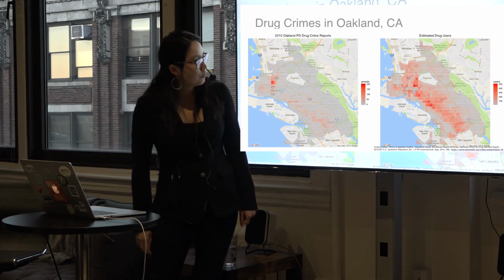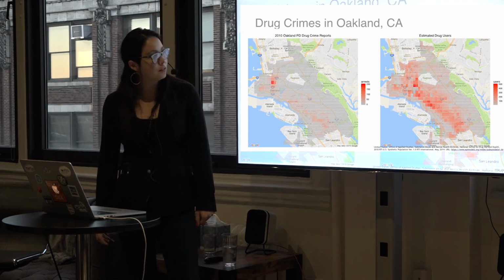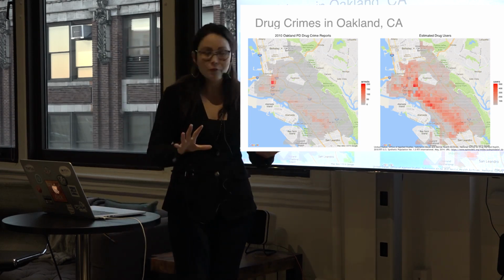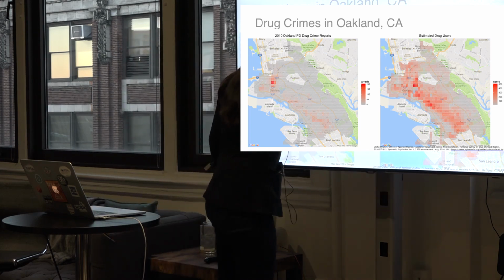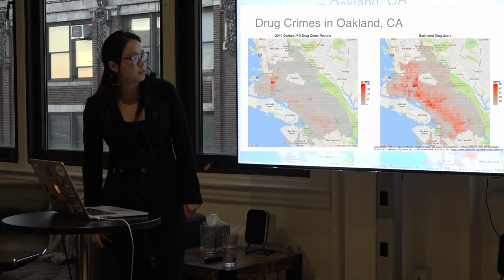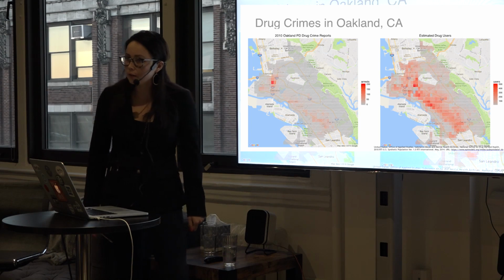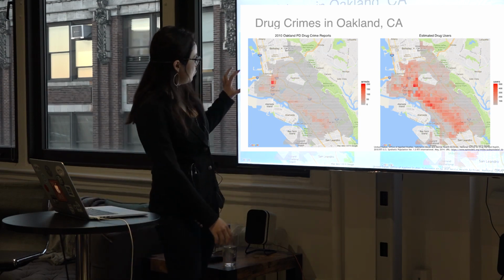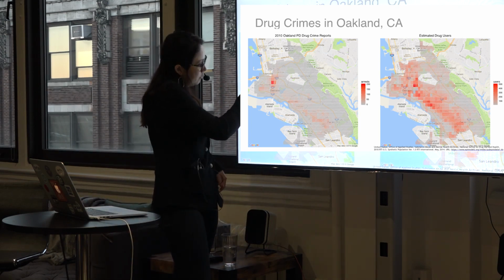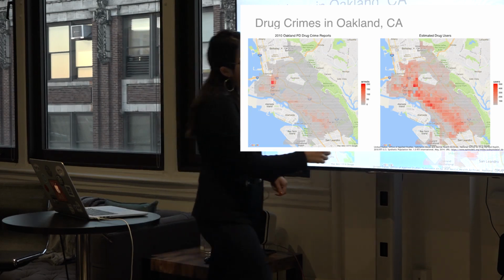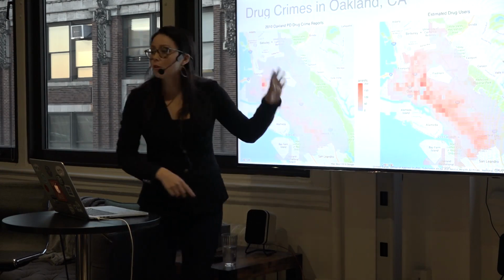So what I did was I used some very highly detailed census data and combined it with the survey on who's using drugs based on demographics, and estimated this map of where I think drug use is taking place in the city of Oakland. These maps look pretty different, I think. Basically what you see is police are observing or recording drug crimes here and here, basically one location, a little bit here, but people are doing drugs everywhere in Oakland.